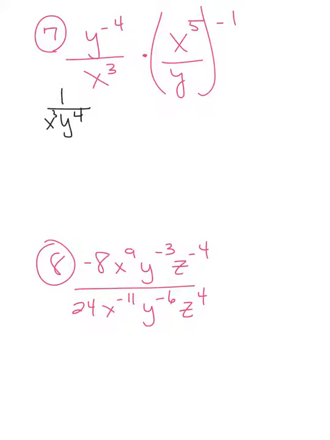So again, I have a 1 on the top. So in my next fraction, I have x to the fifth over y raised to the negative 1 power. So I take x, and then I have 5 times negative 1, which gives me negative 5.